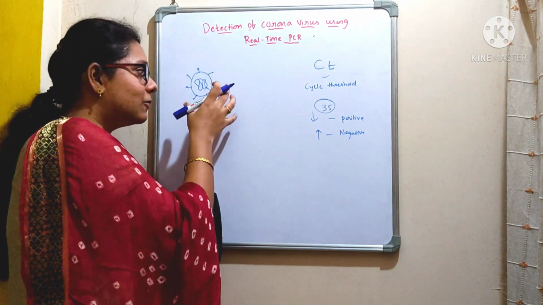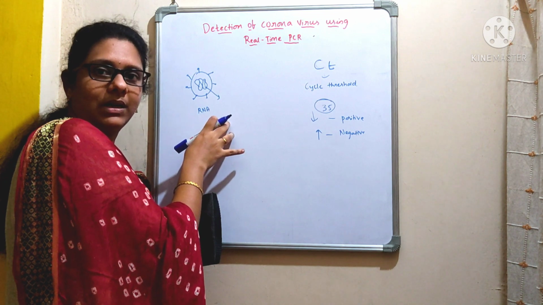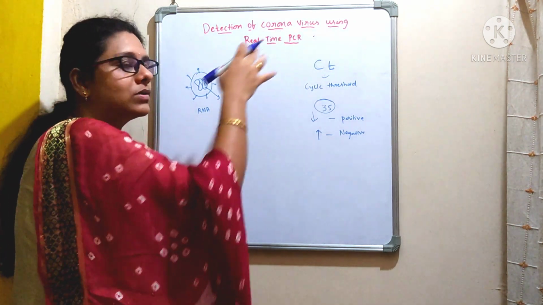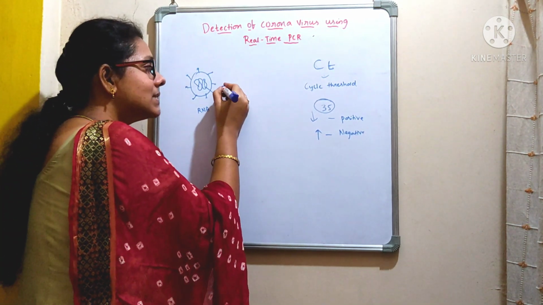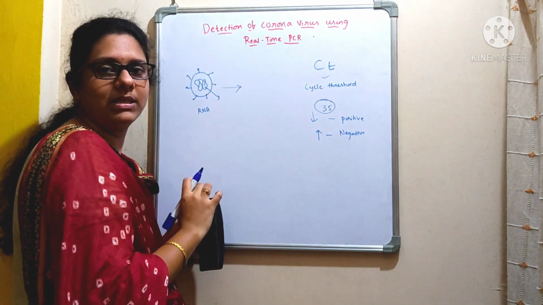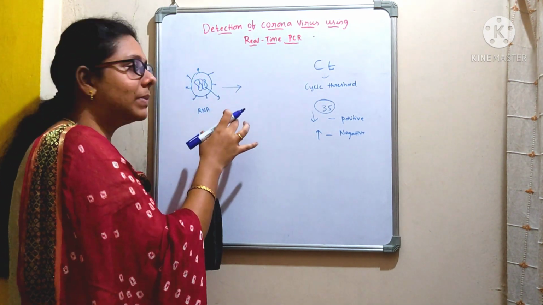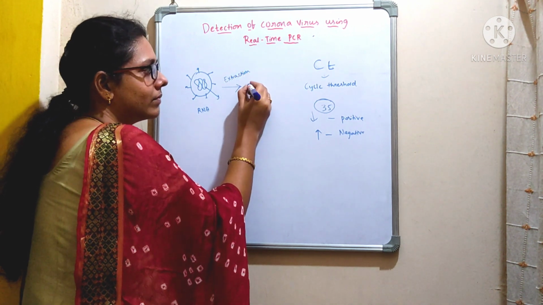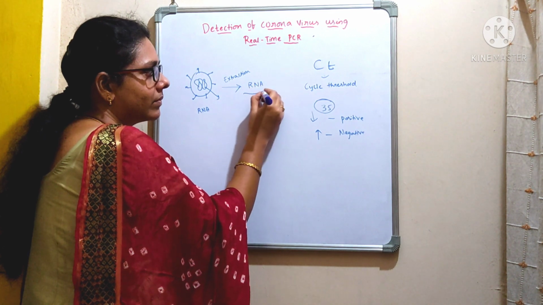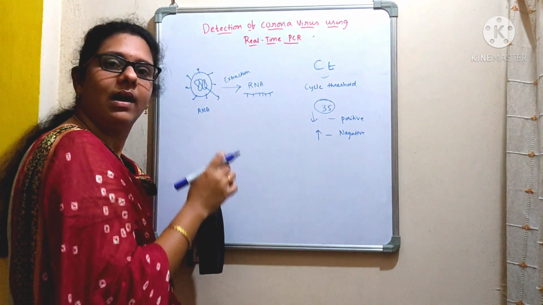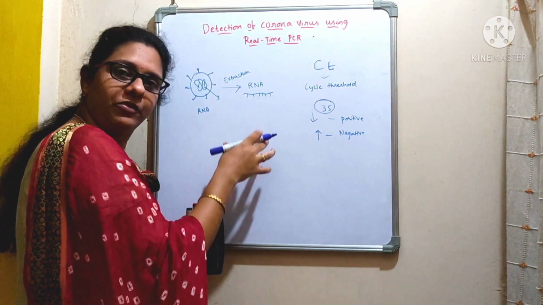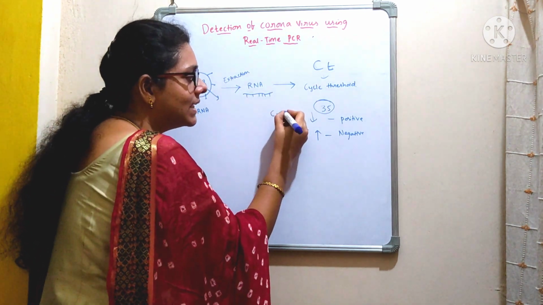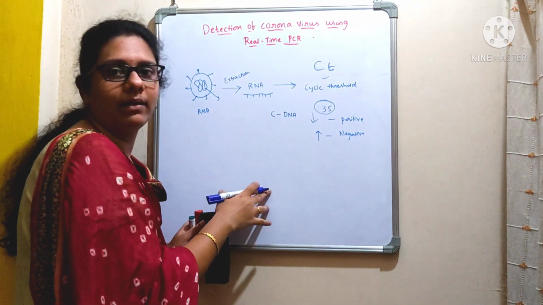So here the virus is carrying RNA as a genetic material, and this RNA should first be converted to DNA before we proceed with the PCR, right? So as a part of this real-time PCR method, once we collect the sample, we are going to extract the RNA. This is the RNA, right? RNA is single-stranded. After the extraction of RNA, this is then converted to cDNA, that is complementary DNA.